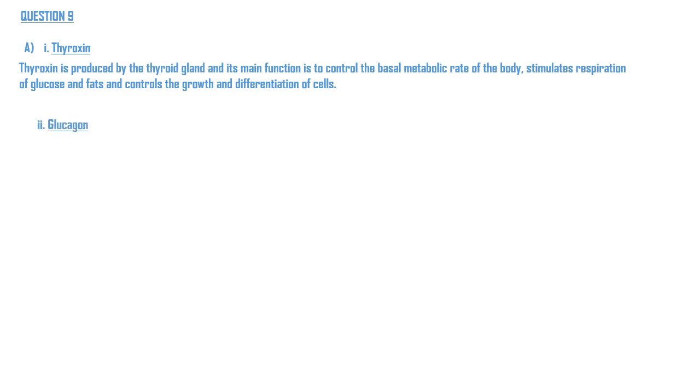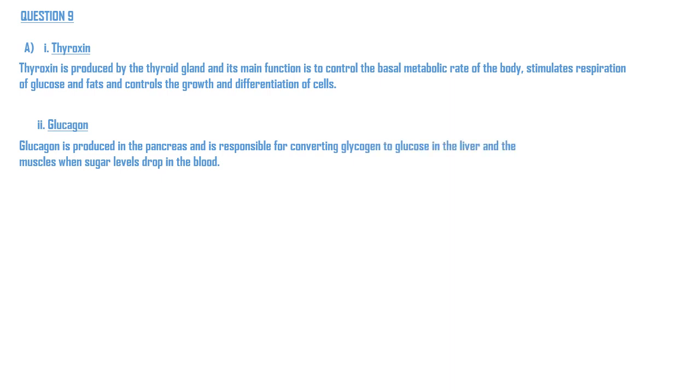Glucagon. Glucagon is produced in the pancreas and is responsible for converting glycogen to glucose in the liver and the muscles when sugar levels drop in the blood.